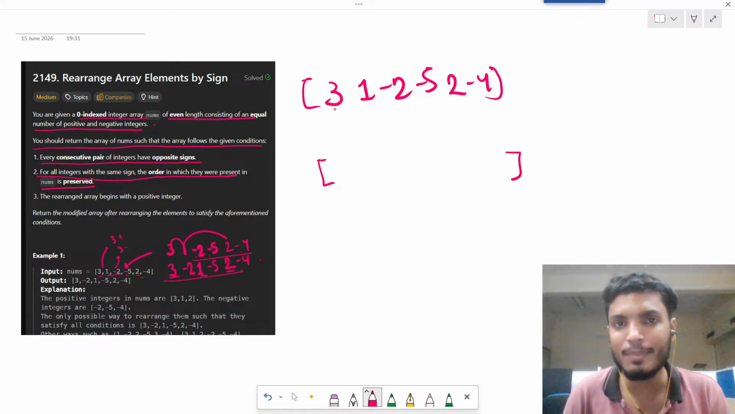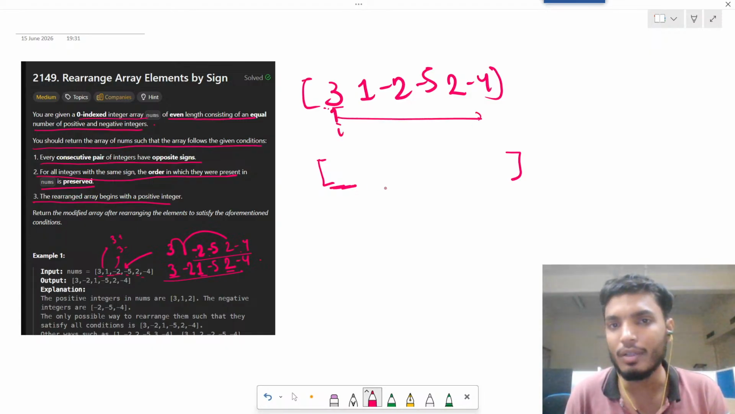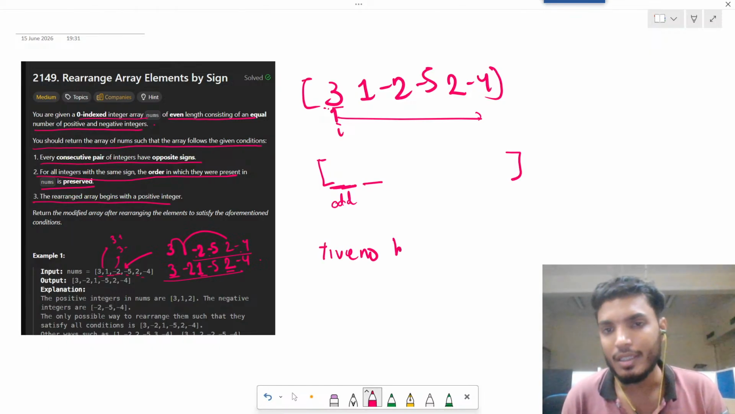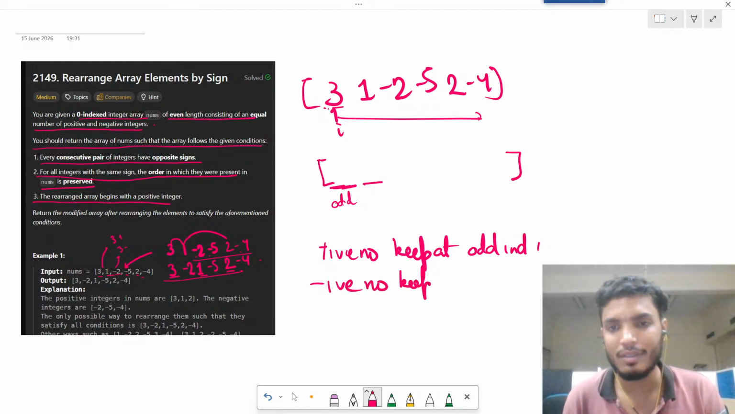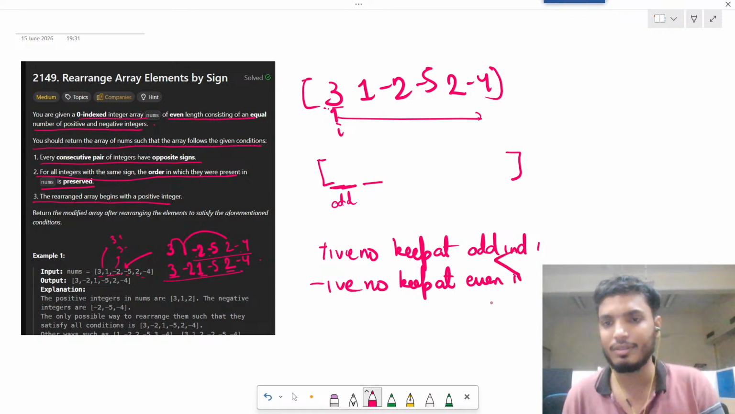Okay, so the rearranged array will begin with a positive number, meaning initially you will be putting a positive number here. So I will be iterating from here to here. The positive number we will keep at odd indices, and as soon as a negative number comes, positive numbers keep at odd indices and negative numbers keep at even indices. Sorry.